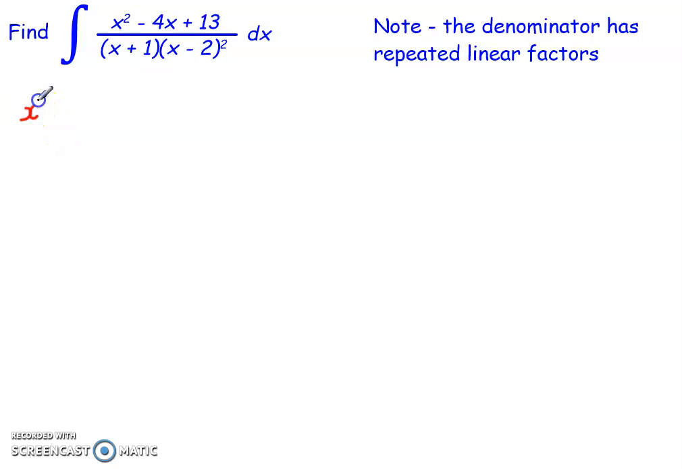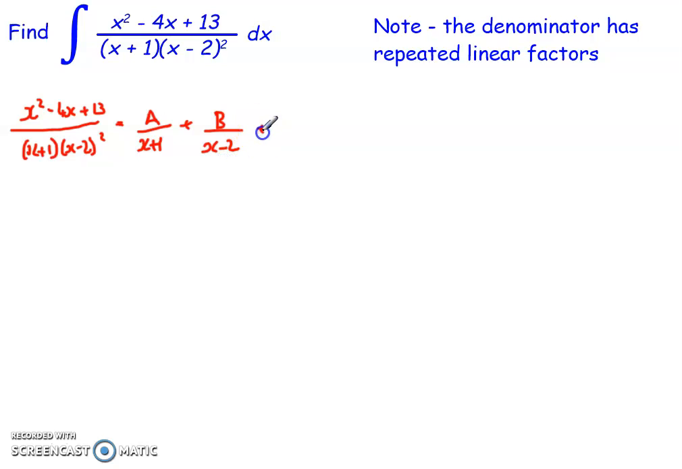So split it up. x squared minus 4x plus 13 over the denominator, so over x plus 1 times x minus 2 squared. That's going to equal, and we do a fraction with each element on its own, so a over x plus 1 plus b over x minus 2, and then a third one plus c over x minus 2 squared. We always go up to the highest power. If this was cubed, I'd do one more with x minus 2 cubed on the bottom.